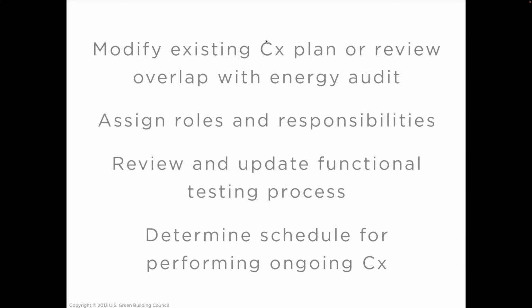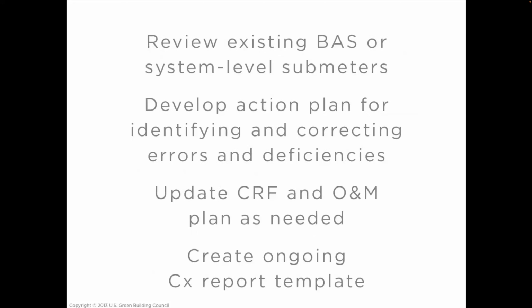So again, CX, when you see that, that's shorthand for commissioning. All right. Assign roles, update testing process. So again, these are all steps. Don't necessarily memorize these, but it's essentially what they would follow. Okay, and you're determining your schedule for performing ongoing commissioning. So you have to say, okay, we're going to do this every quarter, the first month of every quarter, and so forth.